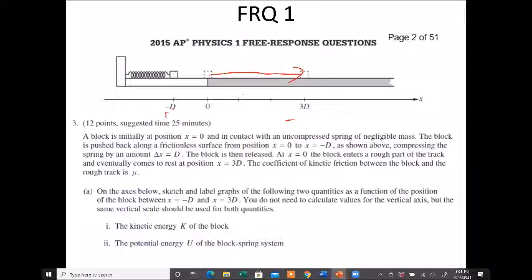So the reason it doesn't have any GPE is because there's no change in height? Because of mgh? Right. It's on the ground. It's at ground level. The height would be 0 as well. Okay. Does that make sense? Thank you. Yes, sir.